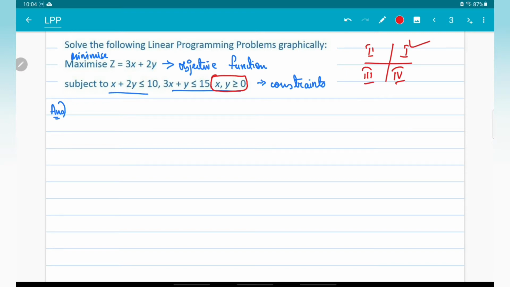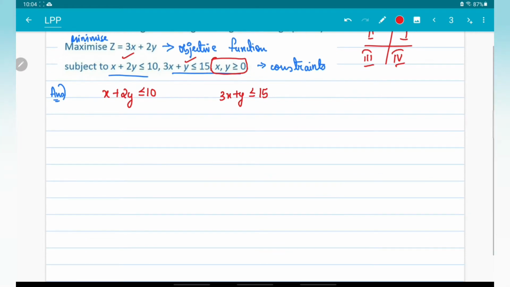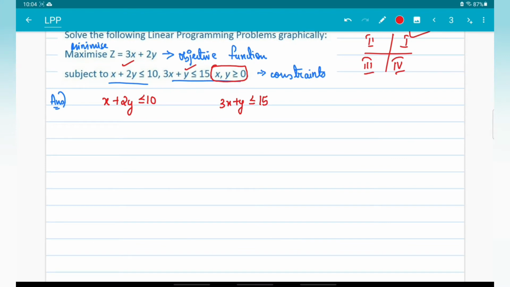That is the information, and the rest of these two constraints we have to take and graph. So first let us write them. x plus 2y is less than equal to 10 and 3x plus y is less than equal to 15. These are our two different constraints. In order to plot them, we have to find different points that we can use to plot these constraints. First let me write this in the form of an equation, and then I'll find the points so that I can use them and plot the graph.